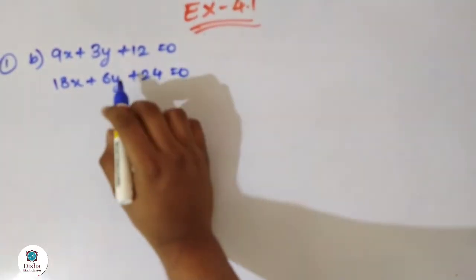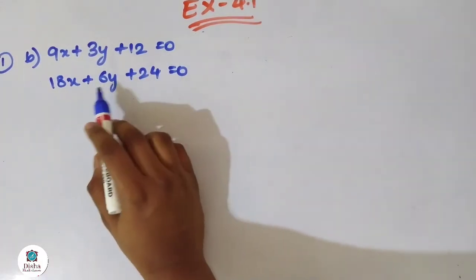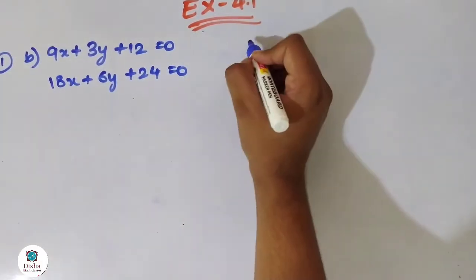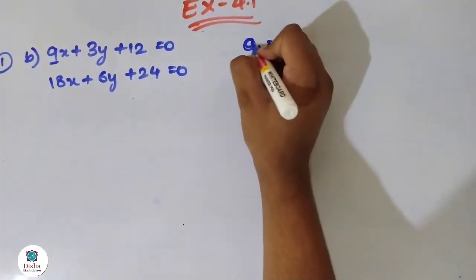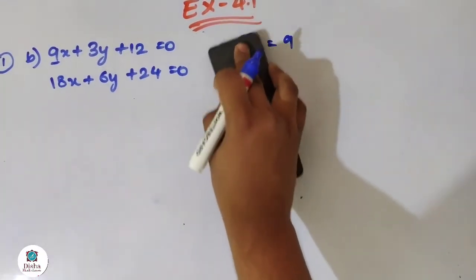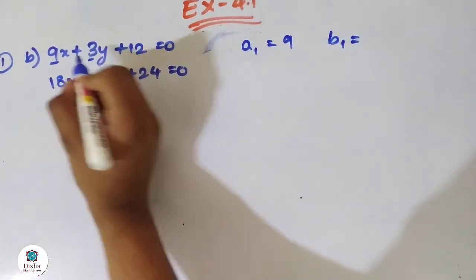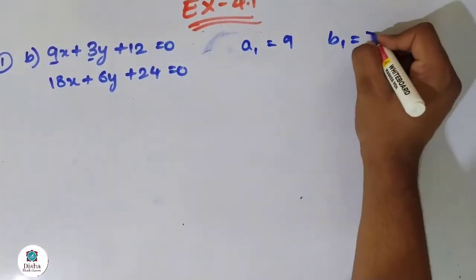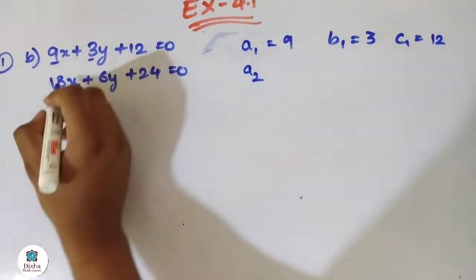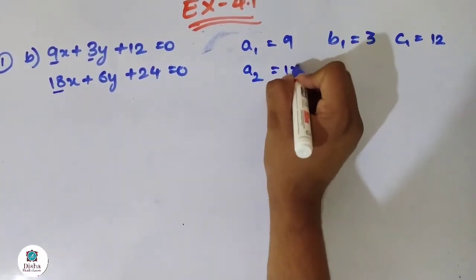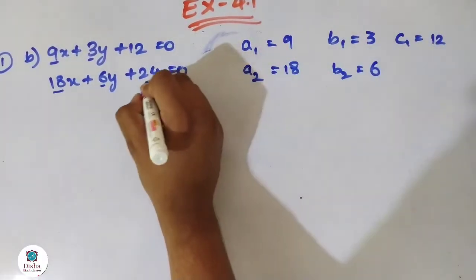In the second one, we have 9x plus 3y plus 12 equals 0 and 18x plus 6y plus 24 equals 0. Now a1, the coefficient of x, will be 9. b1, the coefficient of y, will be 3, and c1, the constant, is 12. a2, the coefficient of the other x, will be 18. b2, the coefficient of y, will be 6. c2 equals 24.